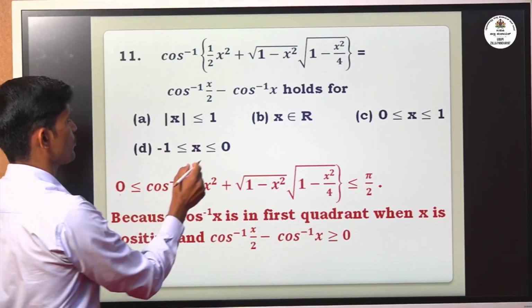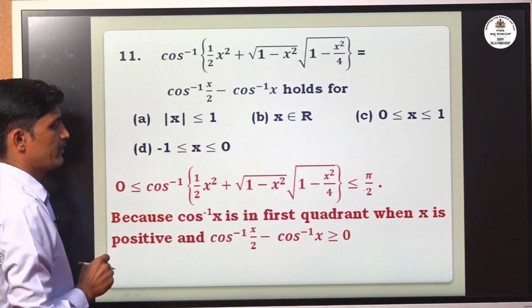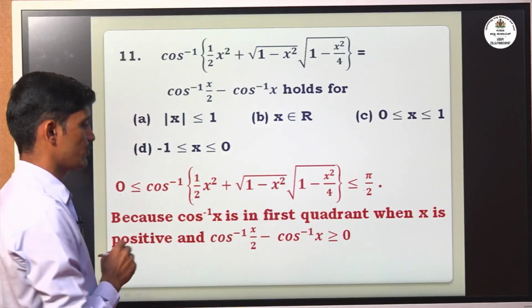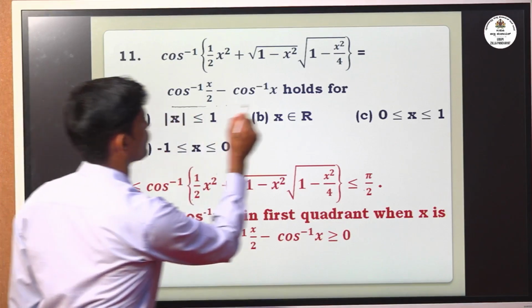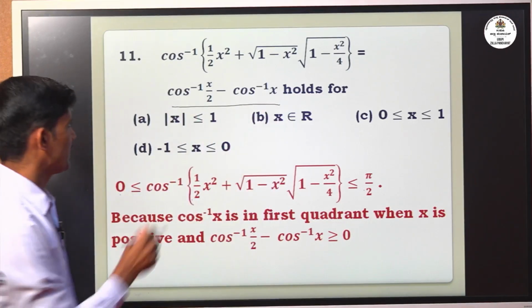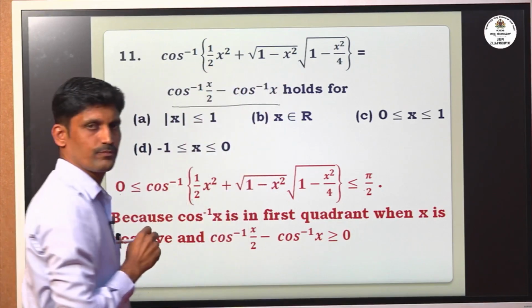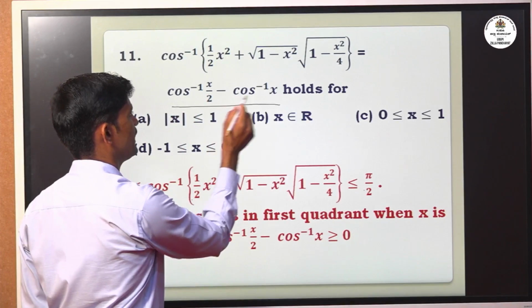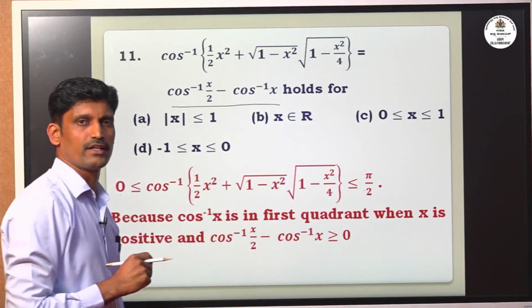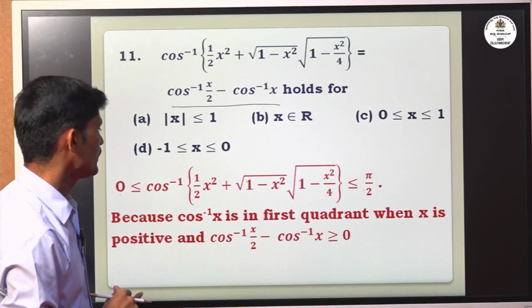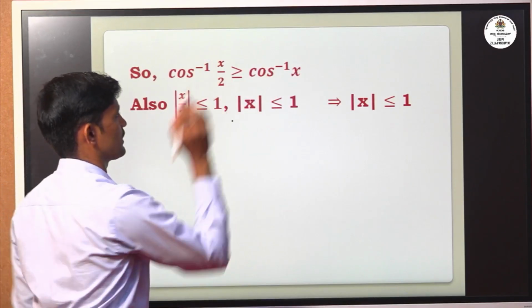Therefore, cos inverse of this lies between 0 and pi by 2. Because cos inverse x is in the first quadrant when x is positive, cos inverse x by 2 minus cos inverse of x is greater than or equal to 0, because this is a positive quantity on the right side, between 0 and pi by 2. Therefore, cos inverse of x by 2 minus cos inverse of x must be greater than or equal to 0. That is, cos inverse x by 2 is greater than or equal to cos inverse of x.